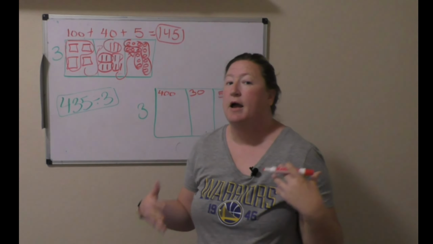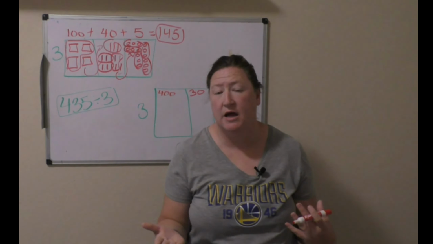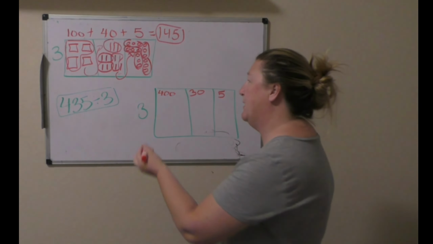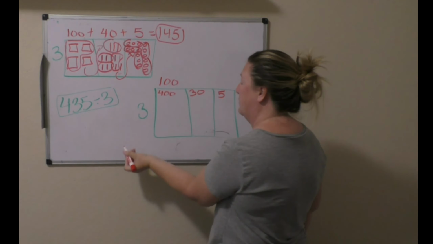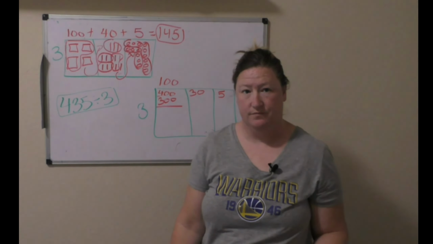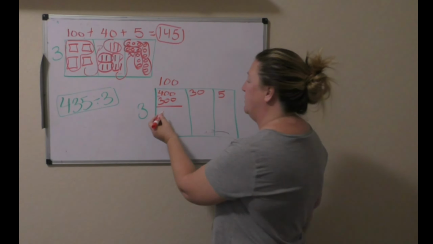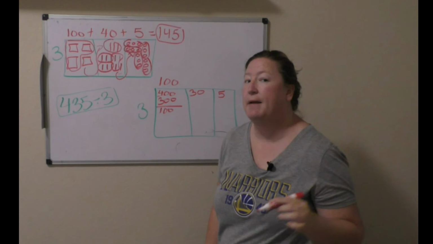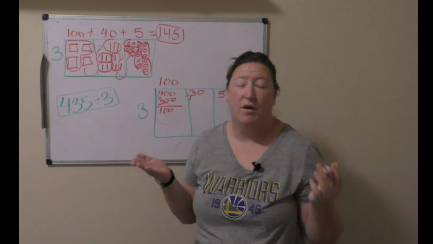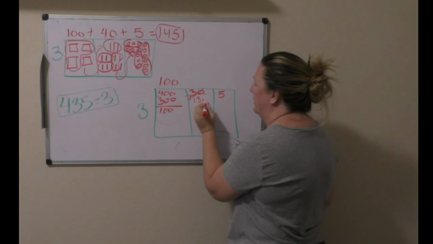Okay? I know that, again, 3 times 100 is going to give me 300. So I'm going to put 100 up here, and I'm going to put my 300 here, and I'm going to subtract 400 minus 300. 400 minus 300 gives me 100, and I'm going to bring that 100 all the way over to my 30. And 100 plus 30 is going to change that 30 into 130.